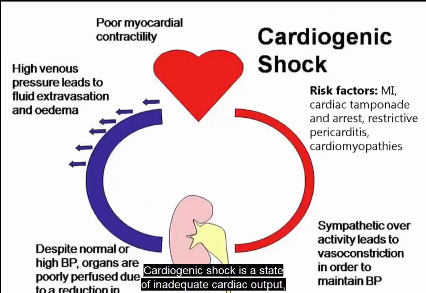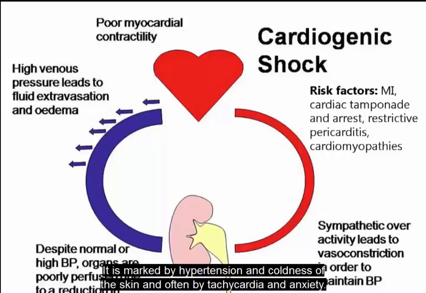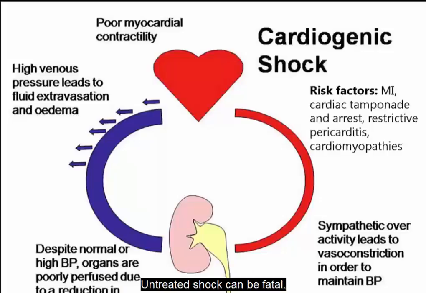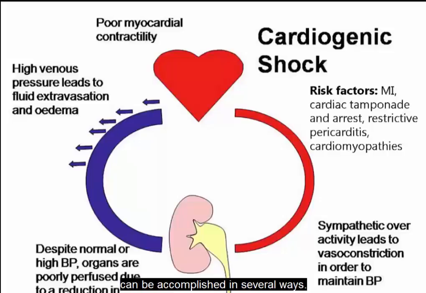Cardiogenic shock is a state of inadequate cardiac output despite adequate intravascular volume, resulting in hypoxia. It is marked by hypotension and coldness of the skin, and often by tachycardia and anxiety. Untreated shock can be fatal. Improving cardiac output, which is necessary to improve tissue perfusion, can be accomplished in several ways.